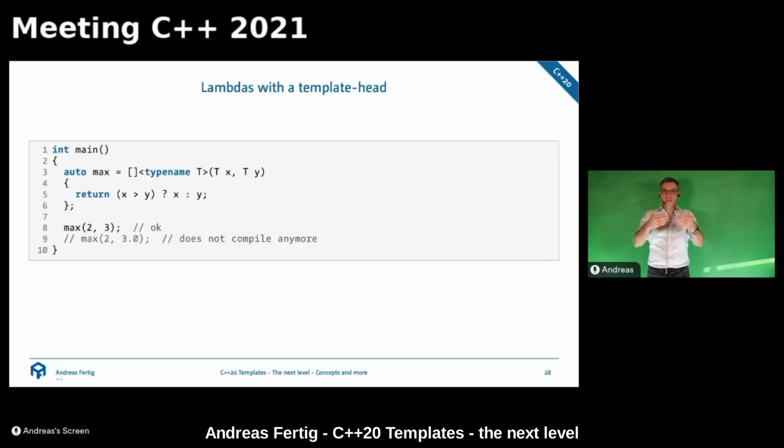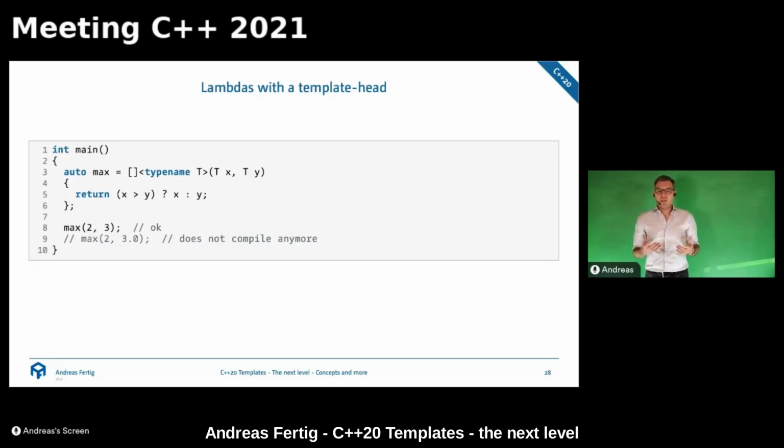I can now say that this lambda takes a typename T, and I use this T for my two parameters x and epsilon, forcing this lambda to be only callable if x and epsilon are both of the same type, because we are looking at templates here and there are no implicit conversions. And that means that line number 8 still compiles. 2 and 3 obviously are both integers, but line number 9 no longer compiles because we are passing in an int and a double at this point. The compiler now tells me it does not know how to instantiate that lambda at this point. And that's another win.